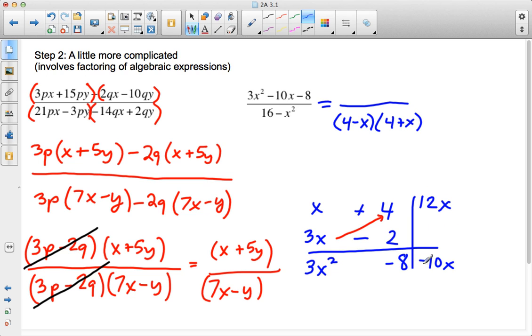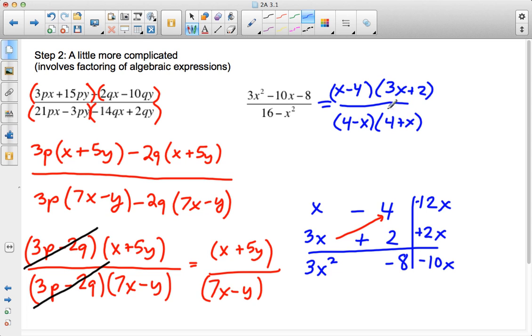Oh, hey, I just realized something. This needs to be negative. So what I need to do is switch these around. I thought that was going to be positive. All right. So we can go ahead and switch this around, make that negative, make this positive. So this is going to be a negative 12x, and this is going to be a positive 2x. So now that gets me my numerator as x minus 4 times 3x plus 2.